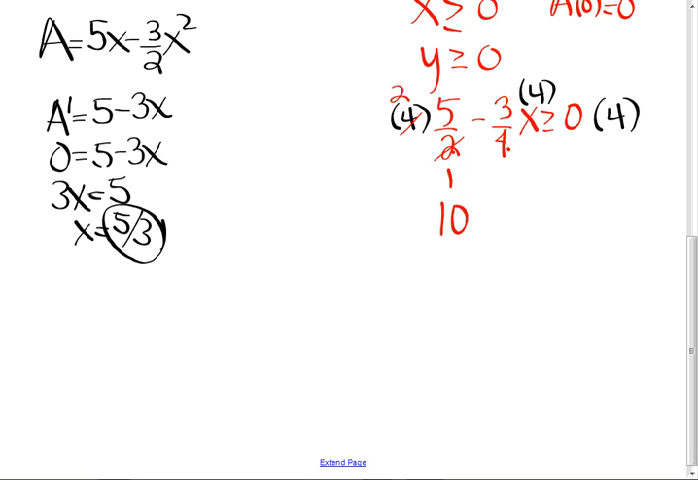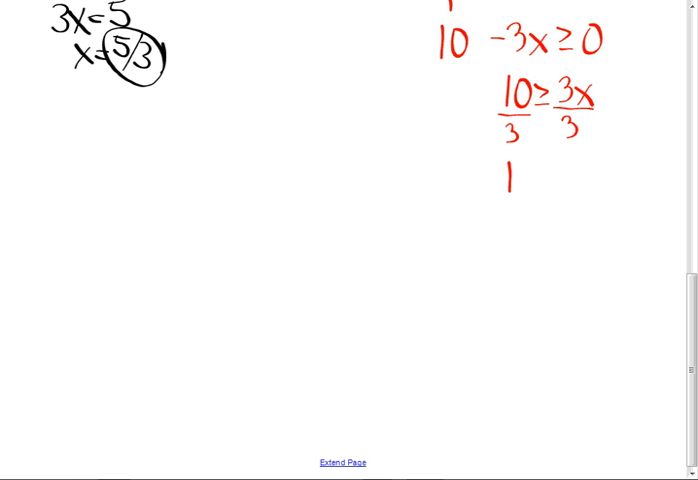So that's 10. And what happens to the 4s? Minus 3x is greater than or equal to 0. So 10 would be greater than or equal to 3x. Divide by 3. I still don't have to reverse the inequality. But to understand that inequality, I probably do. 10 thirds is greater than or equal to x, meaning x is less than or equal to 10 thirds. Yes, your domain is 0 to 10 thirds.